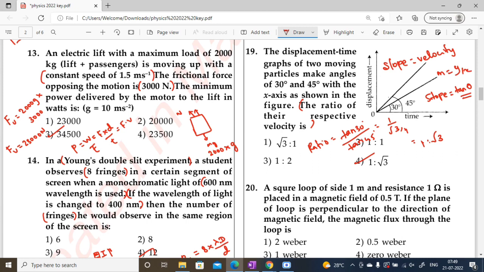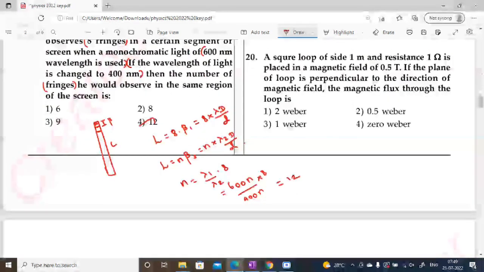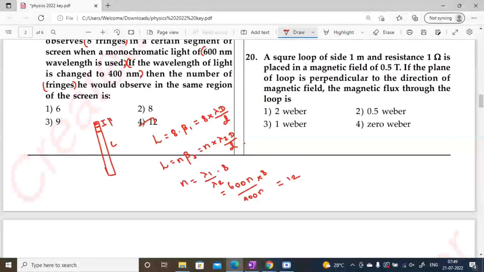Y by x, the component of y divided by the component of x, is also slope. In case you know this relation directly, we get it directly. That's all. A square loop of side 1 meter and resistance 1 ohm is placed in the magnetic field of 0.5 Tesla. If the plane of the loop is perpendicular to the direction of the magnetic field, the magnetic flux through the loop, a very simple and direct question.